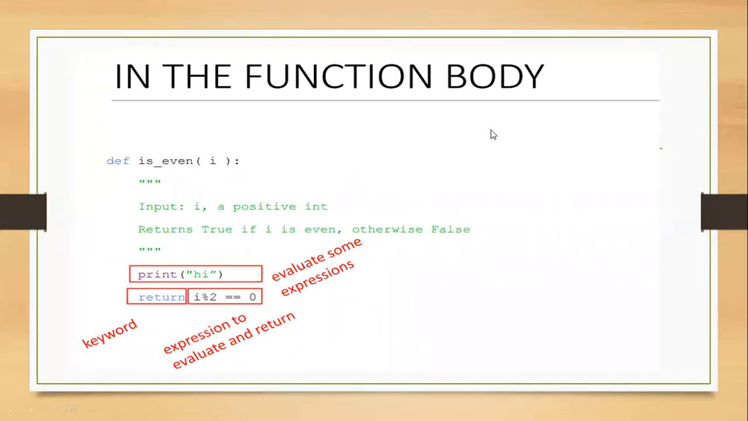In the function body, remember we have said def is even, and then I have given a small doc string, print hi, return I % 2 or I modulus 2 equals 0, evaluate some expression. Then return is also a keyword, followed by the expression to evaluate and return. So every moment somebody enters an integer value, that integer value will be evaluated and that will be returned.